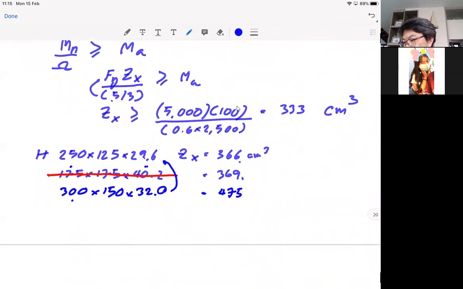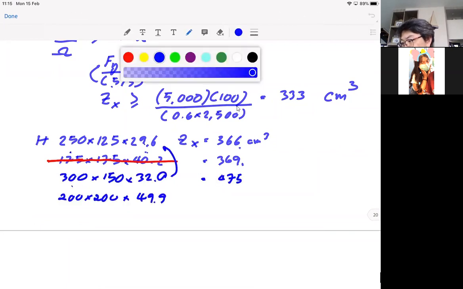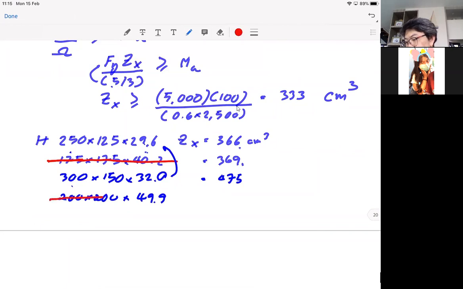Now let's move on to the next one. The next one in the table is 200 by 200 by 49.9. Again, that's another column section, so we're not going to use this one. See, it's very, very heavy. And if you look at the plastic section modulus, yes, it increased somewhat, but not that significantly. Let's move on to the next one.